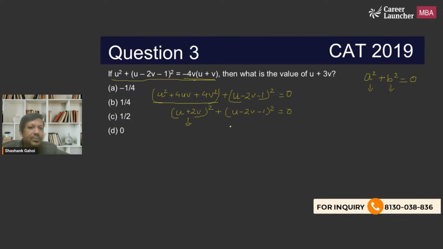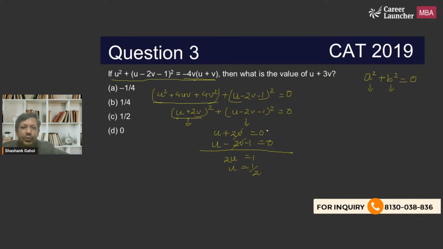Right. So basically, the sum of two perfect squares is 0. It means this must be 0 as well as this must be 0. It means u plus 2v is 0, and u minus 2v minus 1 will also be 0. If I add both the equations, this cancels out. So from here, I get 2u is equal to 1, so u comes out to be 1 upon 2.